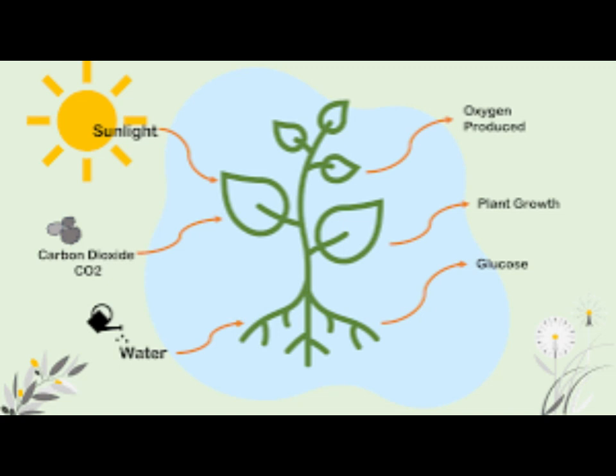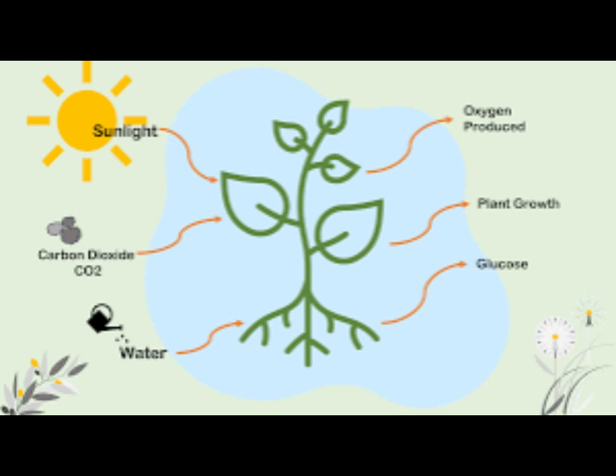3. Water, H2O, the hydrogen and electron donor. Water is absorbed from the soil through the plant's roots and transported upward through specialized tissues called xylem vessels. In the chloroplasts, water molecules are split, a process called photolysis, into oxygen, protons (H+), and electrons. The electrons and protons are used in forming glucose, while the oxygen is released as a waste product.